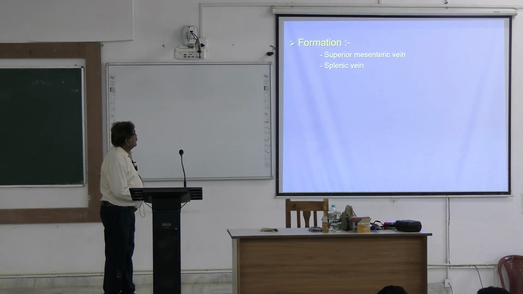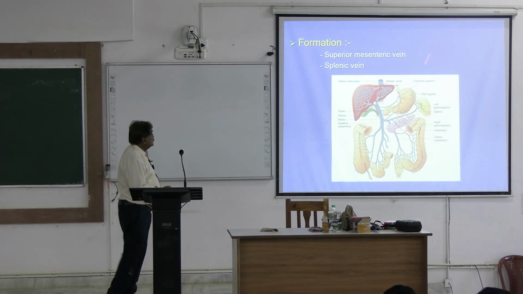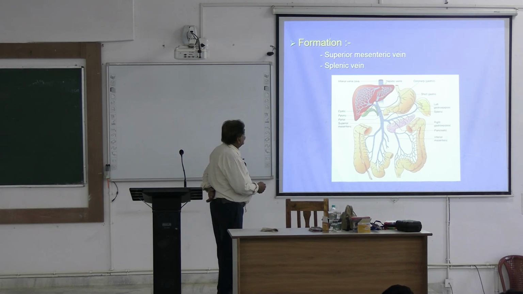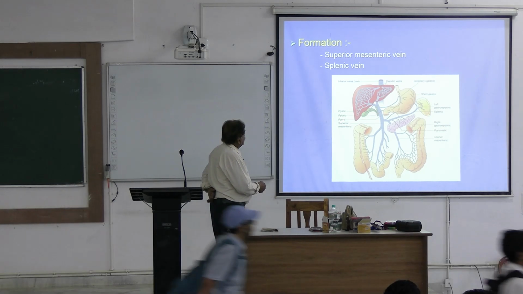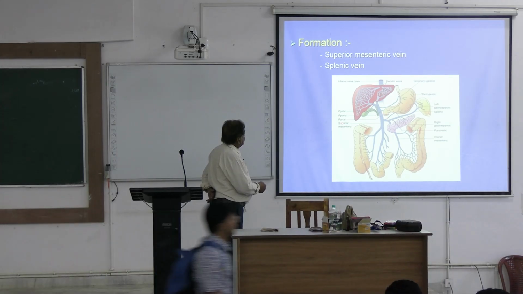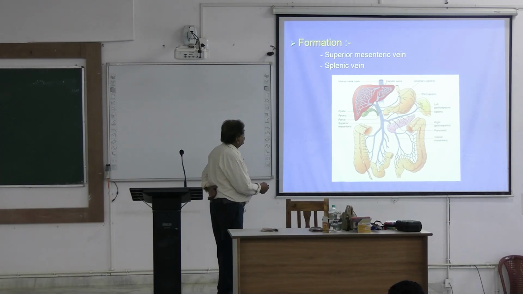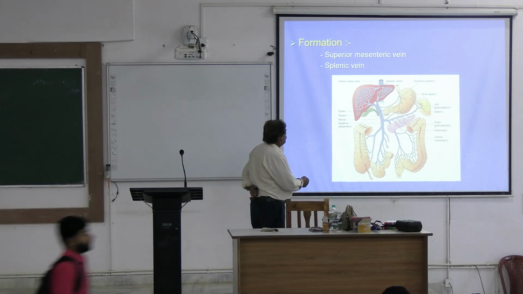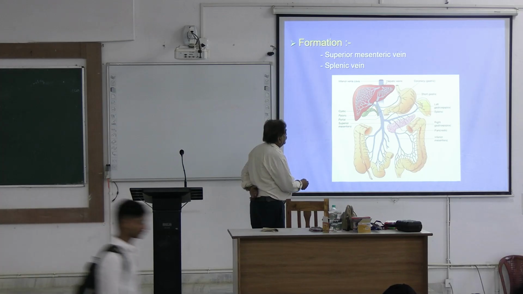Formation: superior mesenteric vein and the splenic vein. See, here is the liver. This is the pyloric end of the stomach. This is the portal vein, the superior mesenteric vein, and this is the splenic vein. So this is the portal vein.